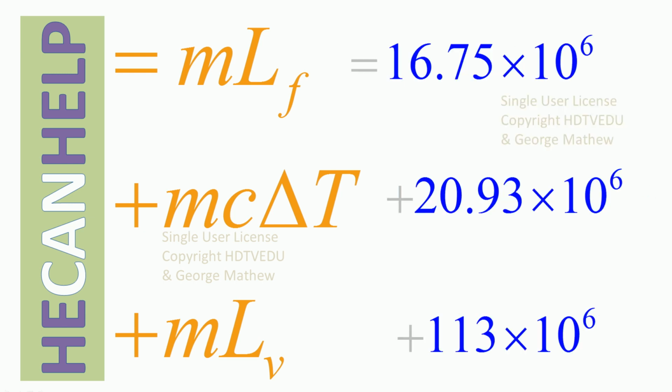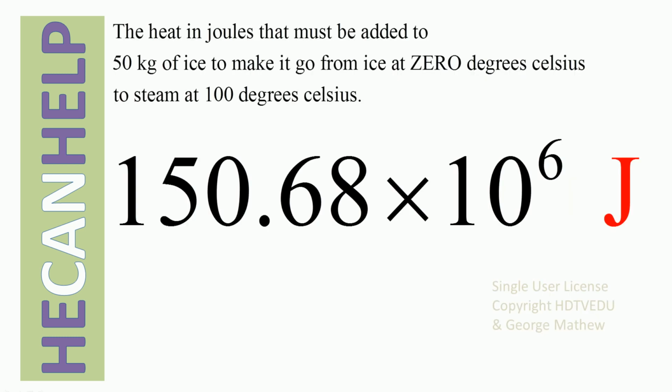Do all the multiplication and we get these numbers. You just add them up. And what do we get? 150.68 times 10 to the power of 6 joules. This is the heat in joules that must be added to 50 kg of ice to make it go from ice at 0 degrees Celsius to steam at 100 degrees Celsius. This is the amount of heat that you have to add. The answer is in joules.